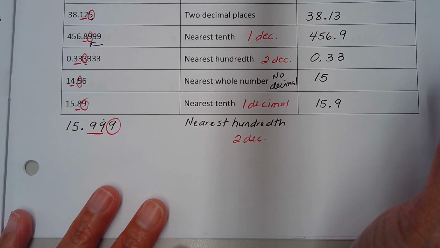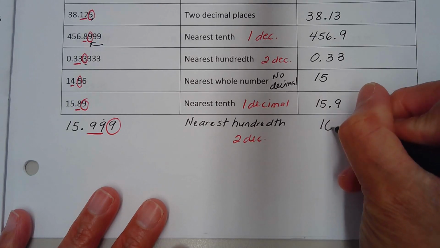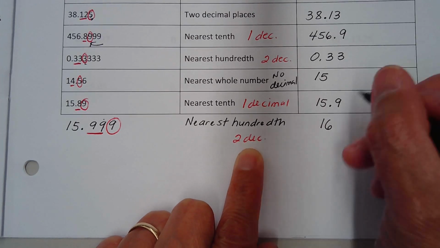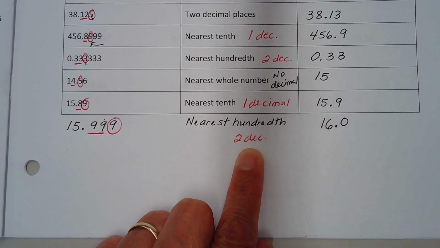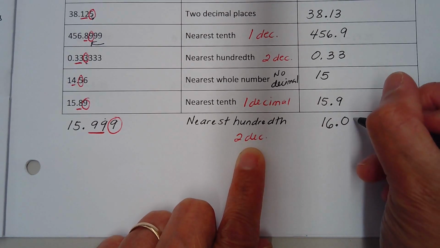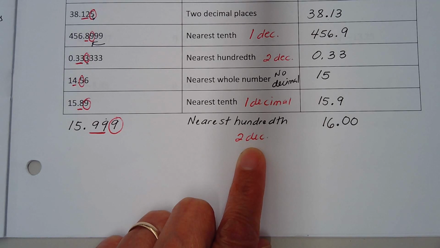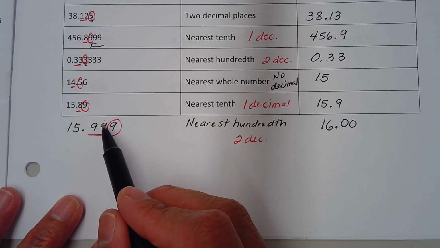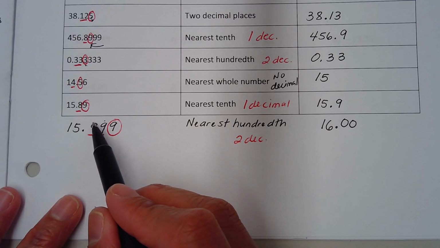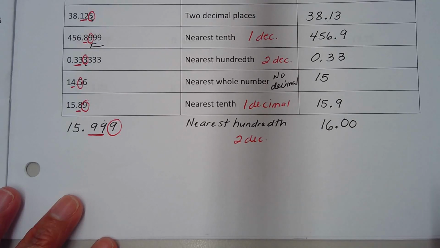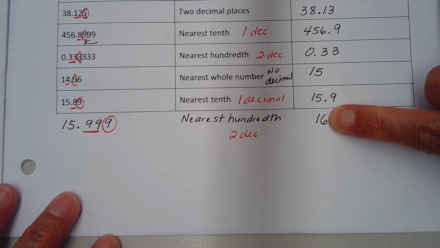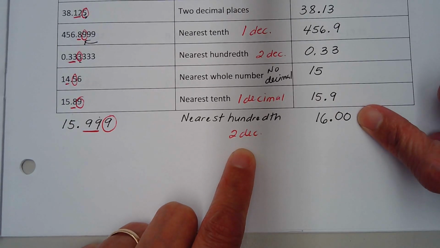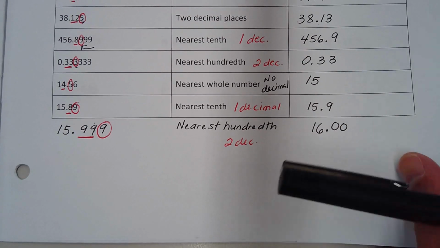Okay. So what would it be? 16. But if I just leave it as 16, that's not 2 decimal places. 0.0, that's only 1 decimal place. 0.00. Is that okay? Because this 9 will bump it to the next one, which is 10, and then this 10 will bump this one to 10 as well. So it's going to be 16.00. If you write down 16, that's not 2 decimal places. So it's 16.00. That's a good one.